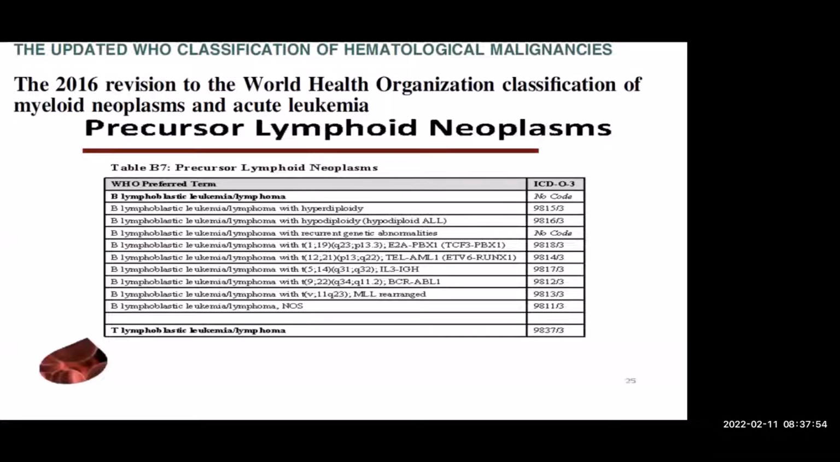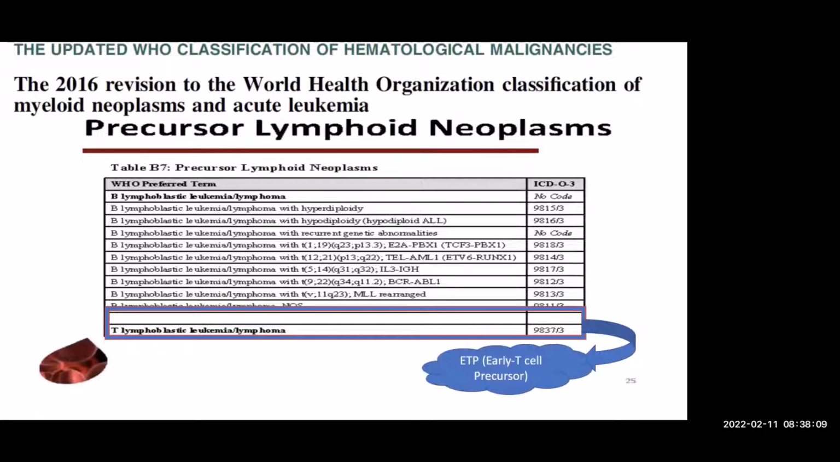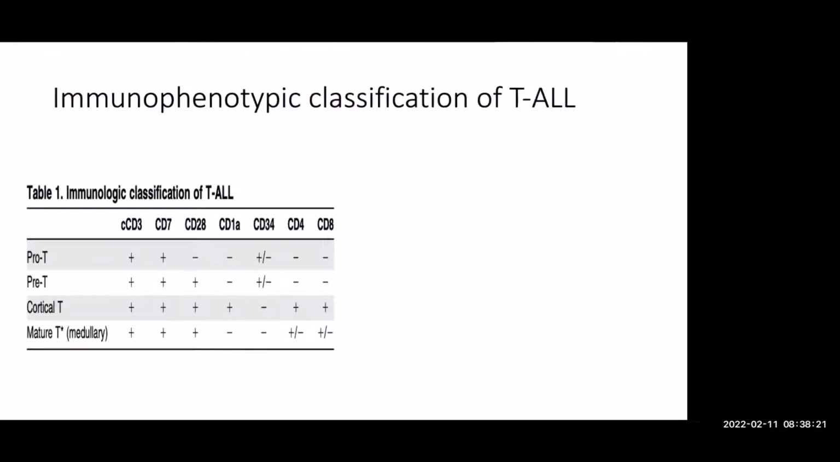Coming to the recent 2016 WHO classification, T cell lymphoblastic leukemias and lymphomas are entitled under precursor lymphoid neoplasms. And in the recent classification, there is a subtype of T cell lymphoblastic leukemias and lymphomas called early T cell precursor, which is recognized as a provisional entity with inferior outcomes compared to T lymphoblastic leukemias and lymphomas.